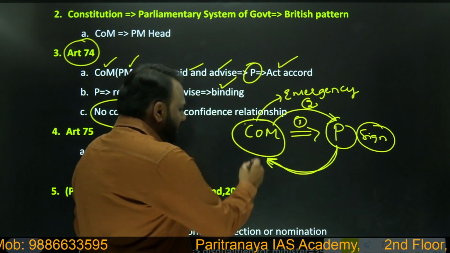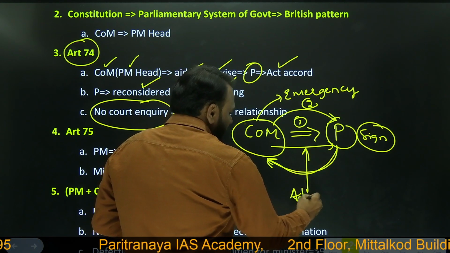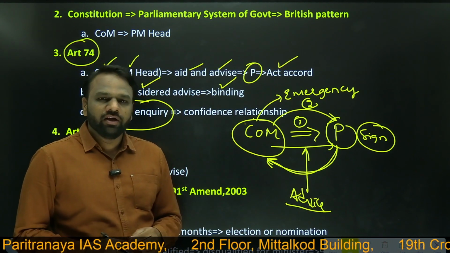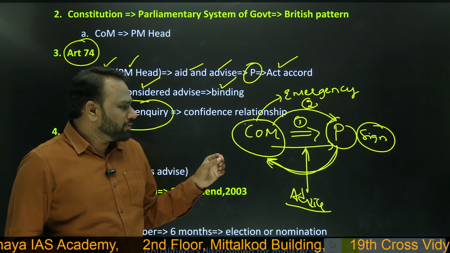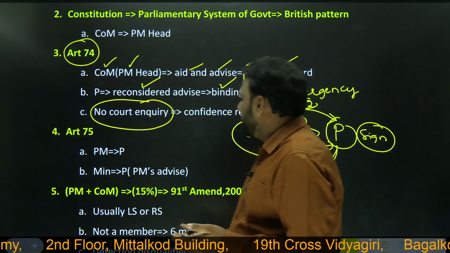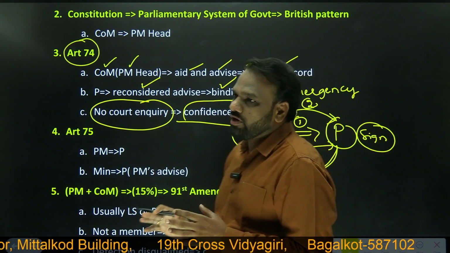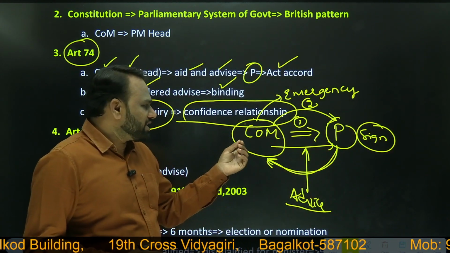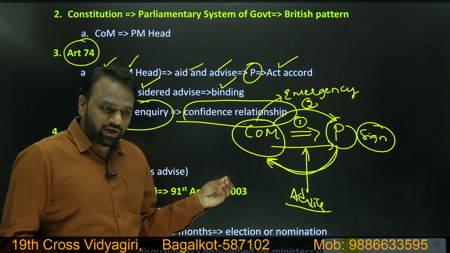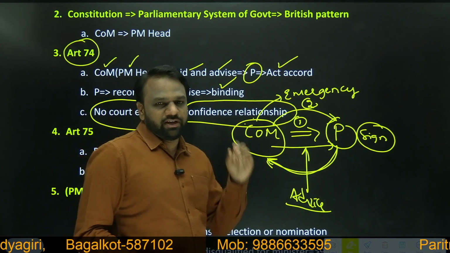Next, very important: no court enquiry. Whatever advice the Council of Ministers has given to the President, no court can ask a question about it, and no court can interfere. Why is there such a provision? Because both of them, the Council of Ministers and the President, enjoy a confidential relationship. Whatever discussions happen between them should not be revealed. That is why the court does not have the power to interfere in the advice given by the Council of Ministers to the President. Very important.